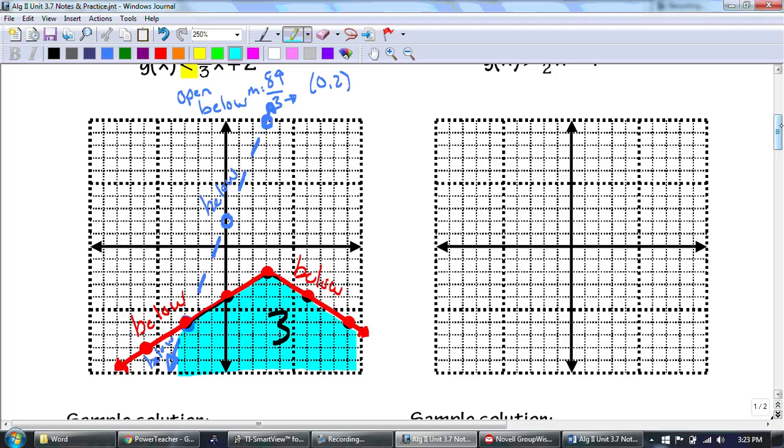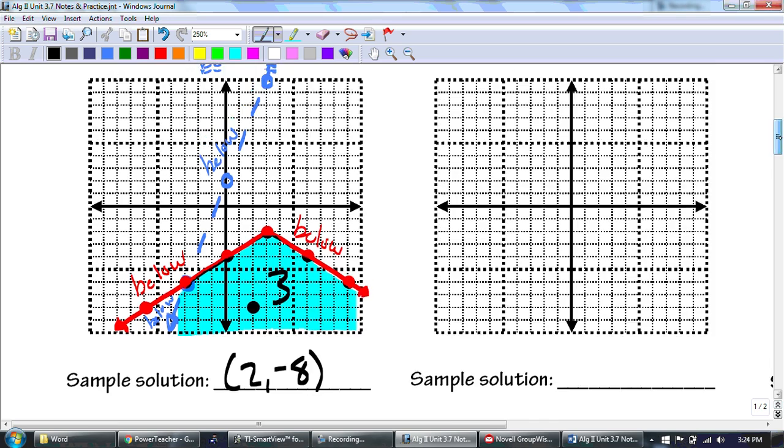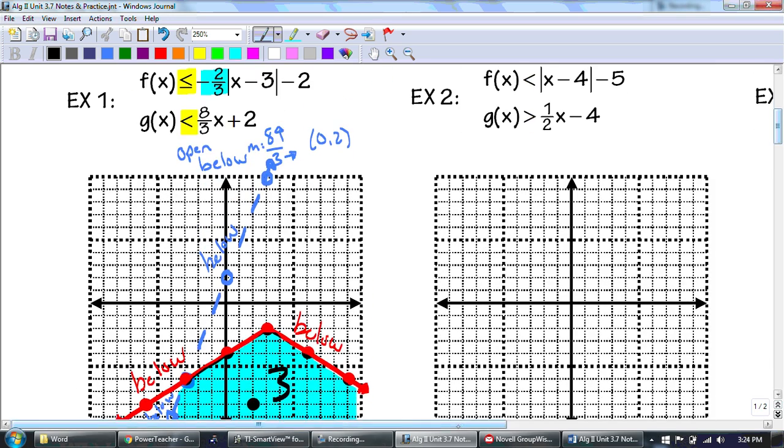Now, I need to find a sample solution. A sample solution is any point in the shaded area. Any point. I'm going to go for right there. And that is the point 2, -8. Okay, so now let's look at the next one.